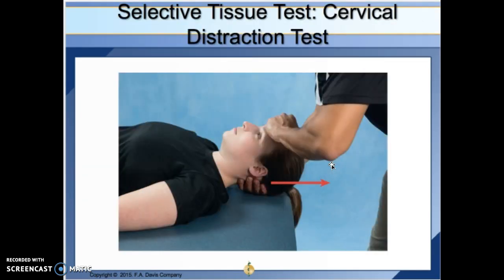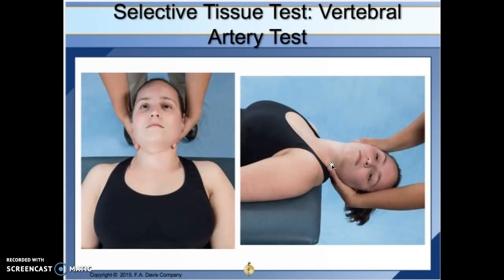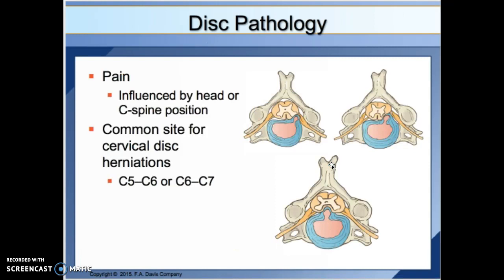We can also do a distraction test to see if the patient has relief of their symptoms. So cervical distraction can be useful. I will demonstrate for you the vertebral artery test, which tests for deficiencies in blood flow through the vertebral artery. Your patient would experience dizziness and sort of this anxious feeling. The eyes may develop nystagmus with this decreased circulation. So we'll practice that one in class as well.